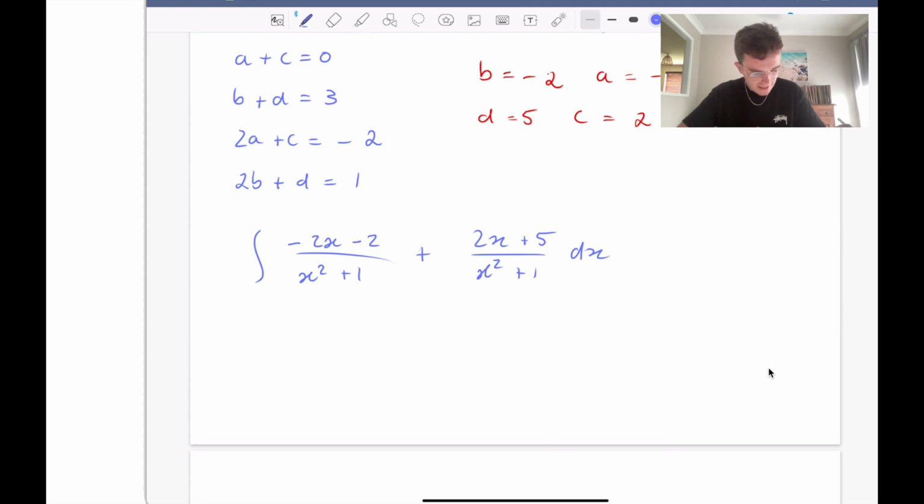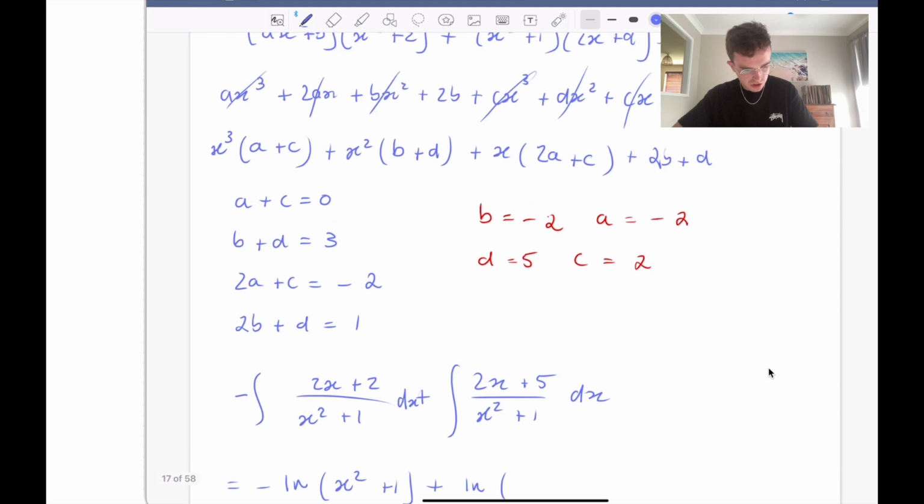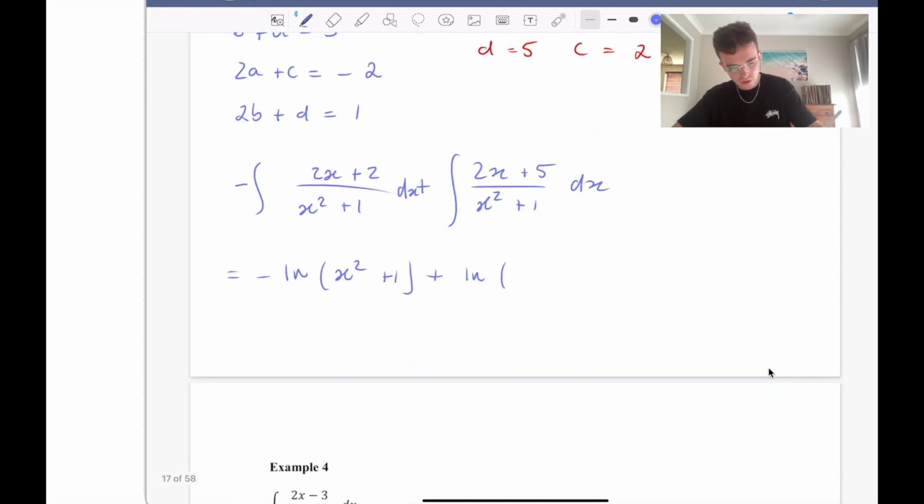So if we integrate, I might take out this minus to here and make that a plus and put another integral there. If we differentiate this, we get that. That's nice. Differentiate that, we get that. So this is -ln(x² + 1) plus ln of, that should be plus 2 on the bottom there, plus c, and we're done with that one.